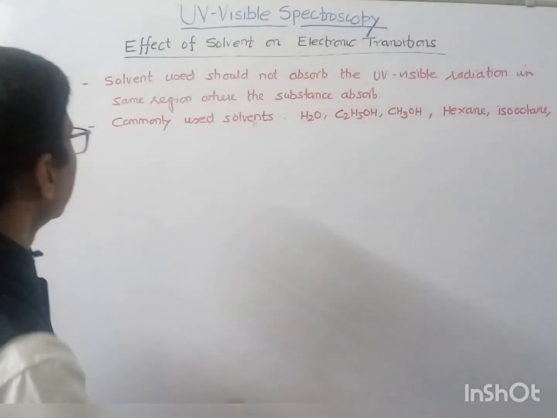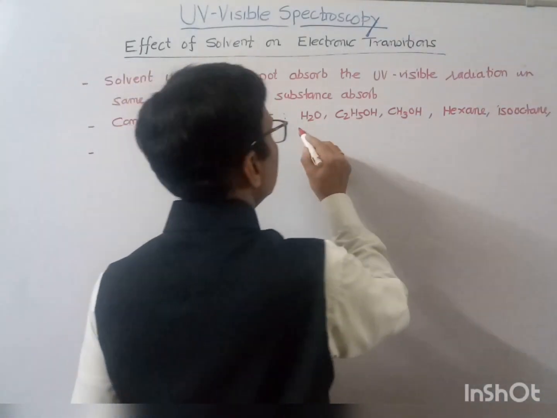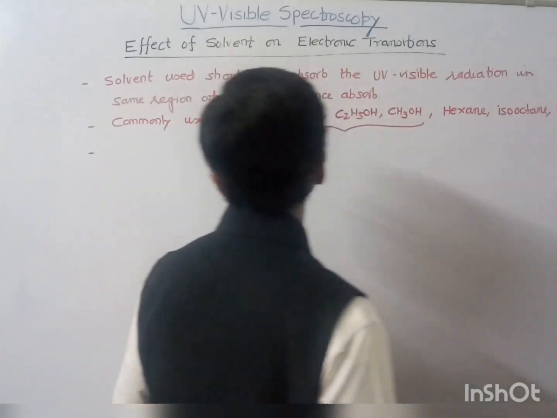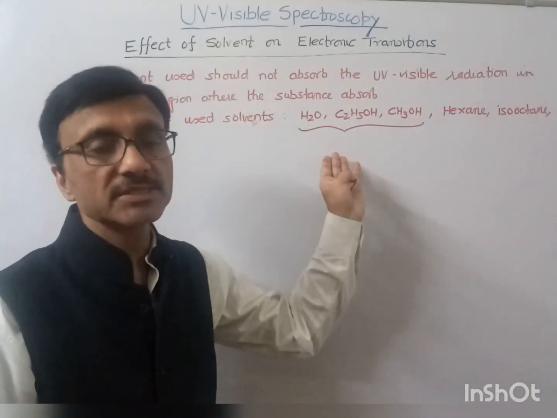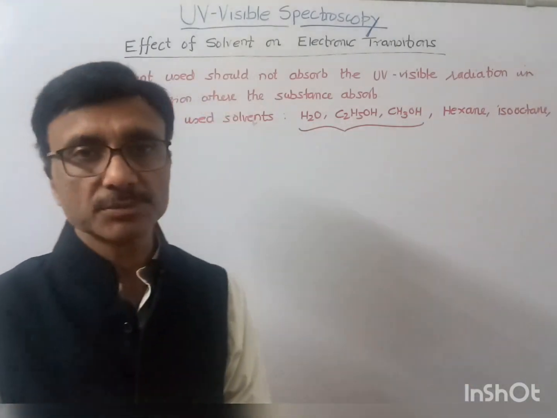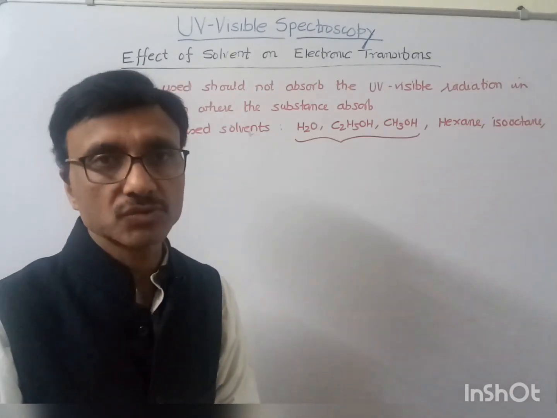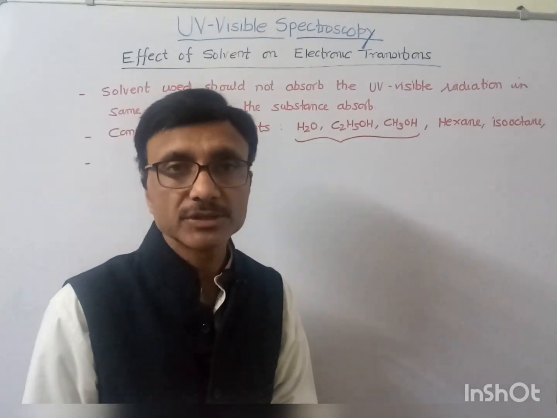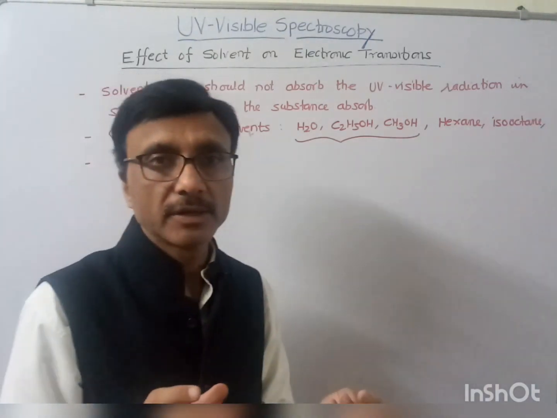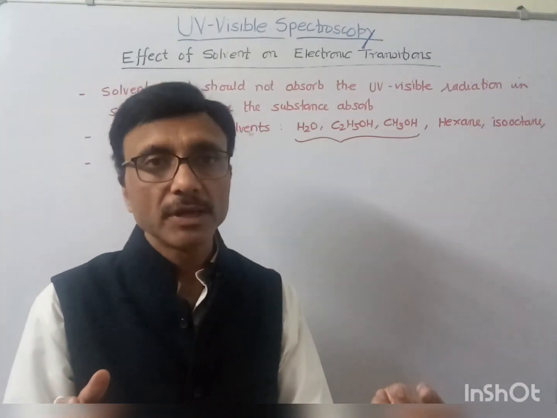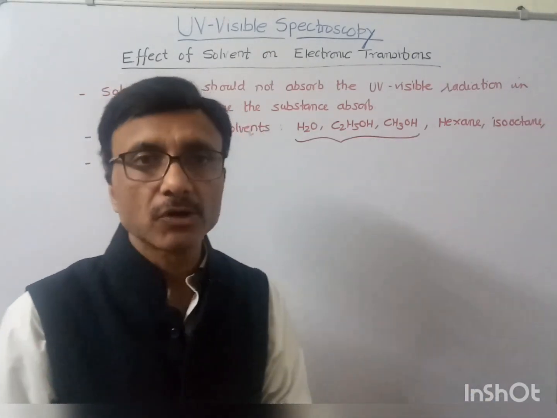Now, what will happen if we are using a polar solvent? Usually the polar solvent affects the electronic transition, because the polar solvent interacts with the substance. That's why it will affect the electronic transition also. So how will it affect the electronic transition? A polar solvent may form a hydrogen bond, and it may form a solute solvent complex.